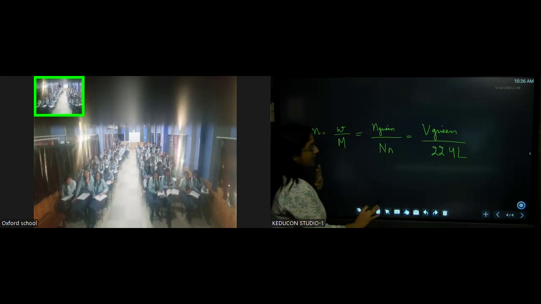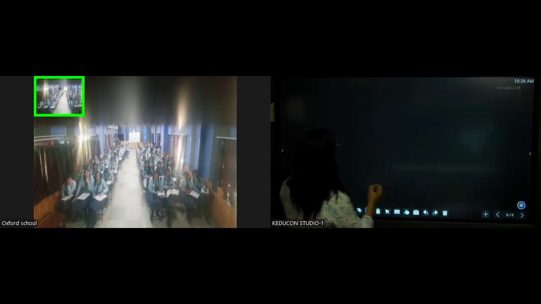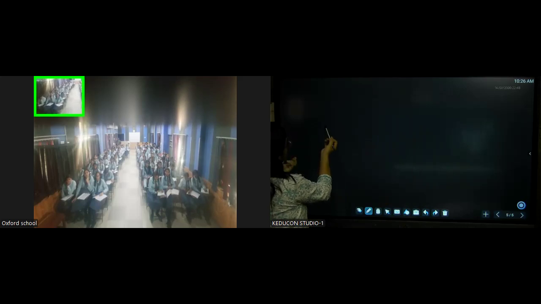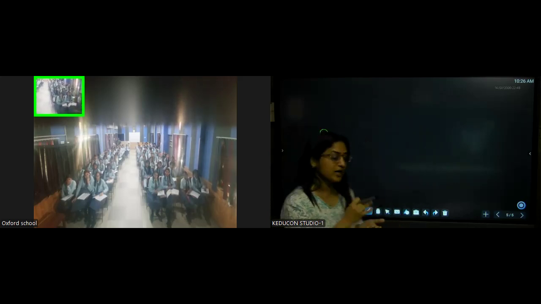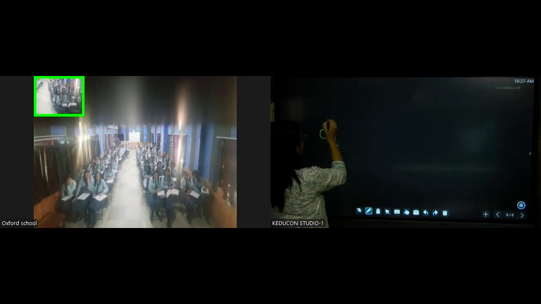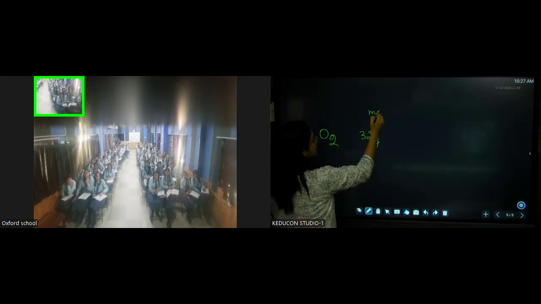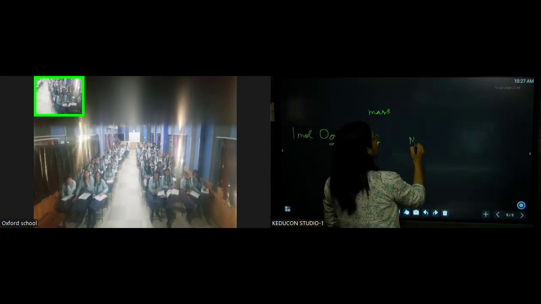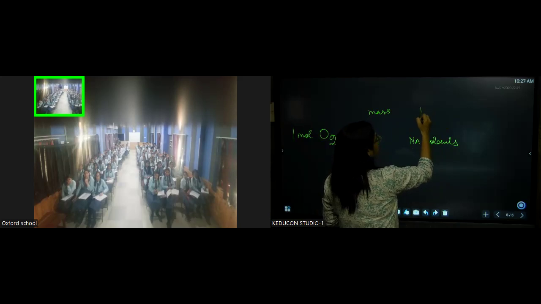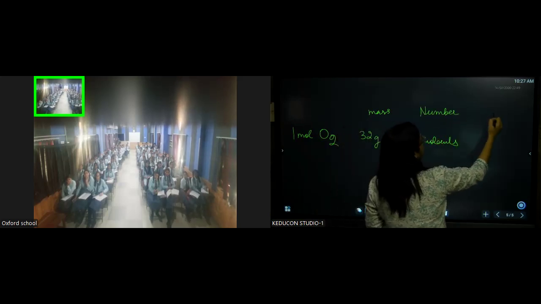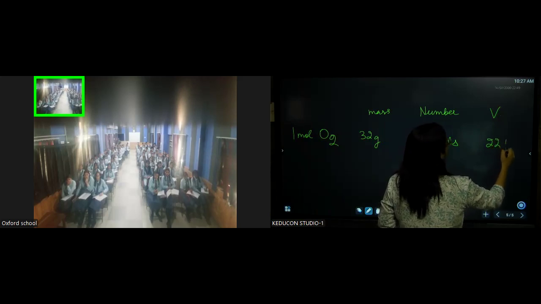Like if I write that I have any element, okay, I take oxygen. If I have a question which is based on oxygen, what I'll do, I'll write this thing. 1 mole oxygen would mean 32 grams mass. This would mean Avogadro number of molecules. And this would mean 22.4 liters volume. Now they can ask me any question. They can relate any two things.